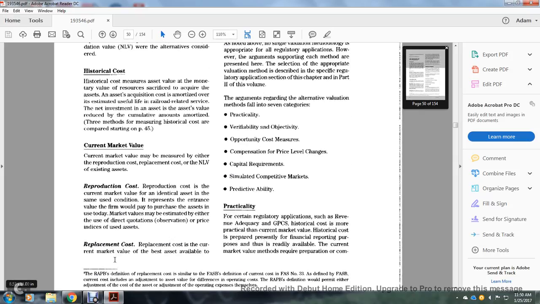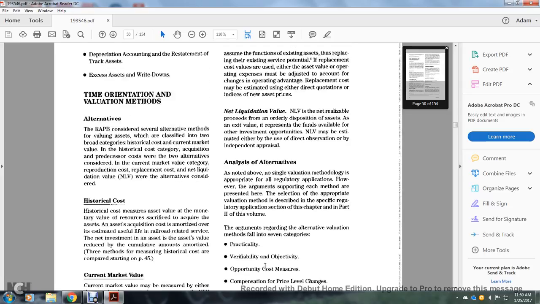Reproduction cost is the current market value of the identical asset in the same use and condition. It represents the value the firm would pay for the purchase of the asset in use today. Market value is estimated with either direct quotations, observation of price indices, indexes, and used assets. Replacement cost is the current market value of the best asset available to assume the function of the existing asset, replacing the existing service potential.